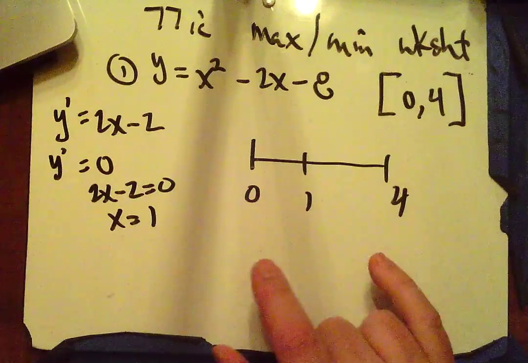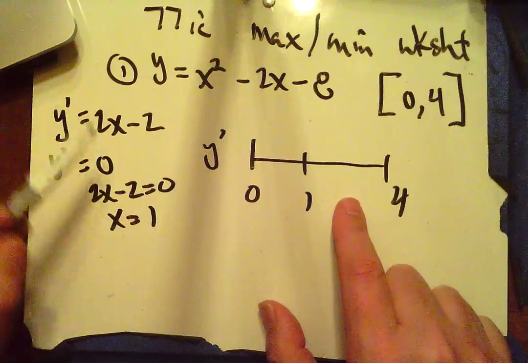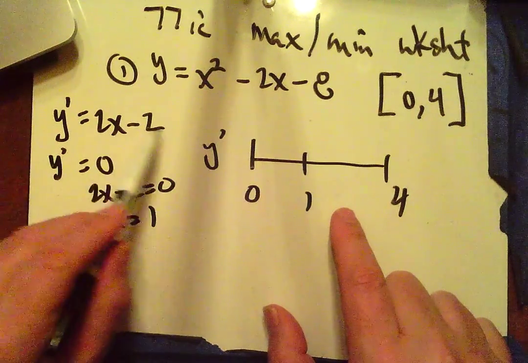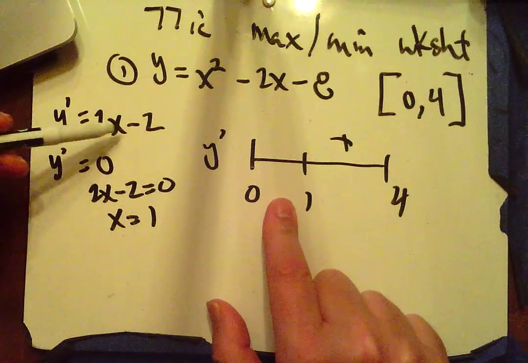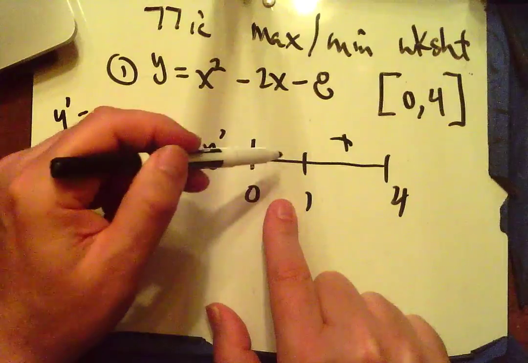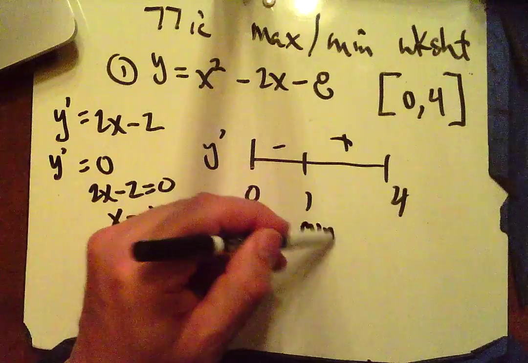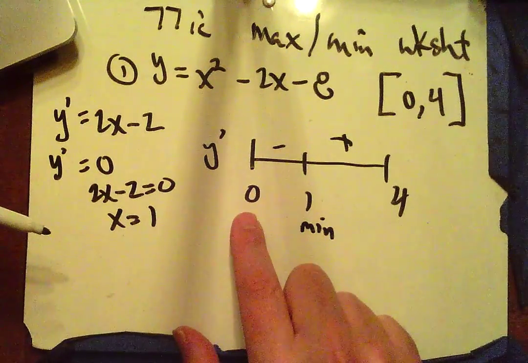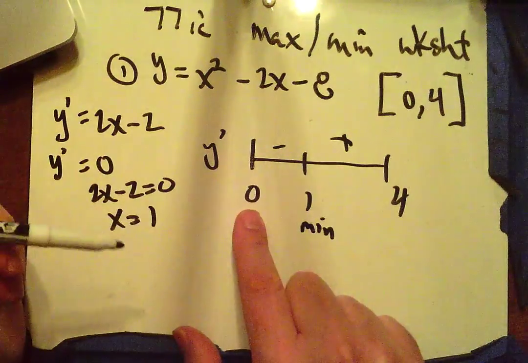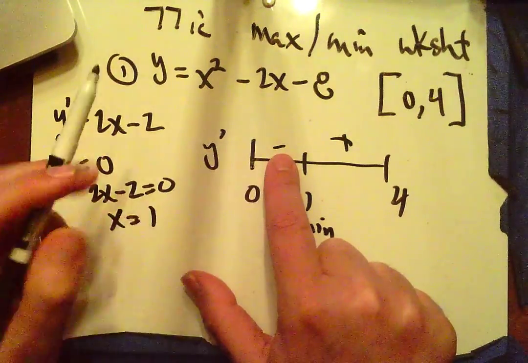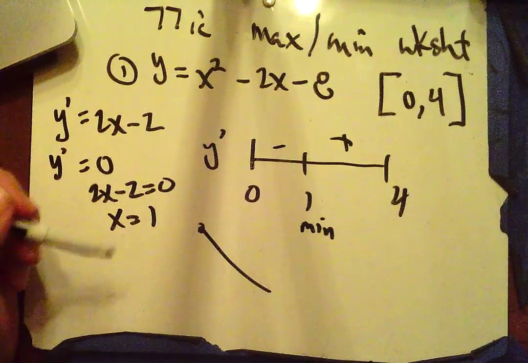All right, so let's think what we've got going on here. Remember, this is a y prime sign chart. If I plug a 2 in here, I'm going to have 4 minus 2, which is positive. And if I plug a 1/2 in here, 2 times 1/2 is 1, minus 2 is negative. So I see I have a minimum here at x equals 1. Now, what about this? From x equals 0 on, y prime is negative, which means y is decreasing. So I've got this point, and then y is decreasing. So that's a max.